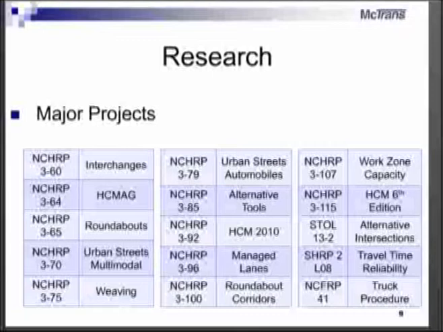385 was alternative tools. This is Ken Courage at University of Florida, and what he did was he started with making a list of all the things the 2010 manual would not be able to do. And then he provided guidance on how you would model these situations using simulation or alternative tools, typically simulation.